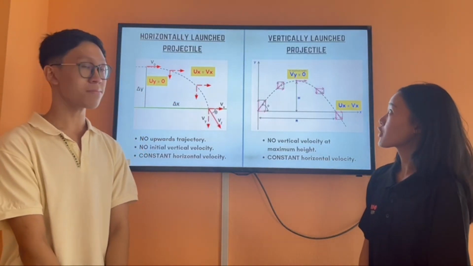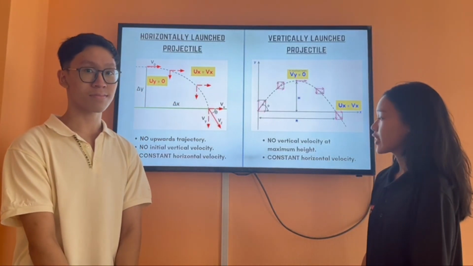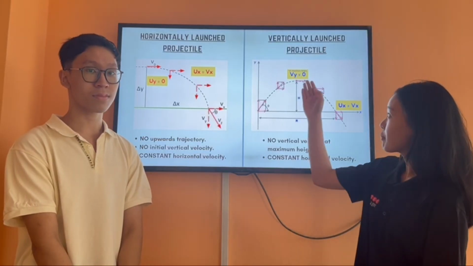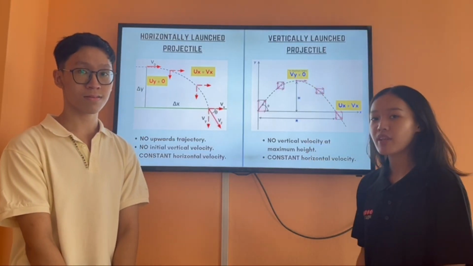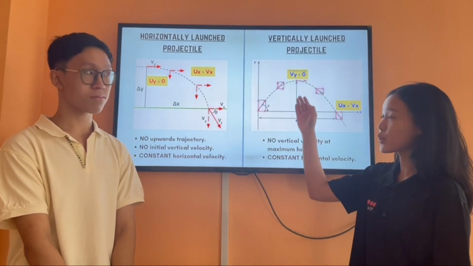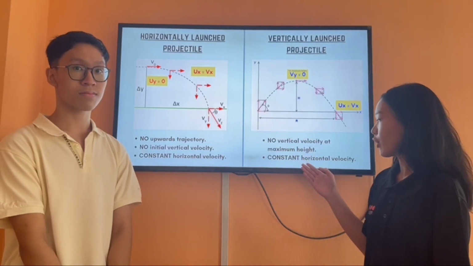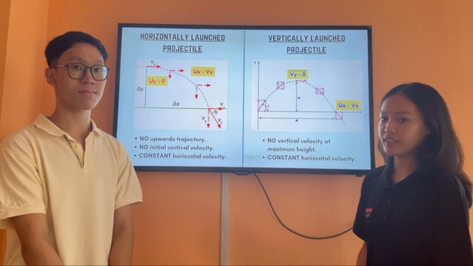For vertically launched projectile, it is important to note that at maximum height, there is no vertical velocity at all because it stops moving up, while the horizontal velocity is constant.